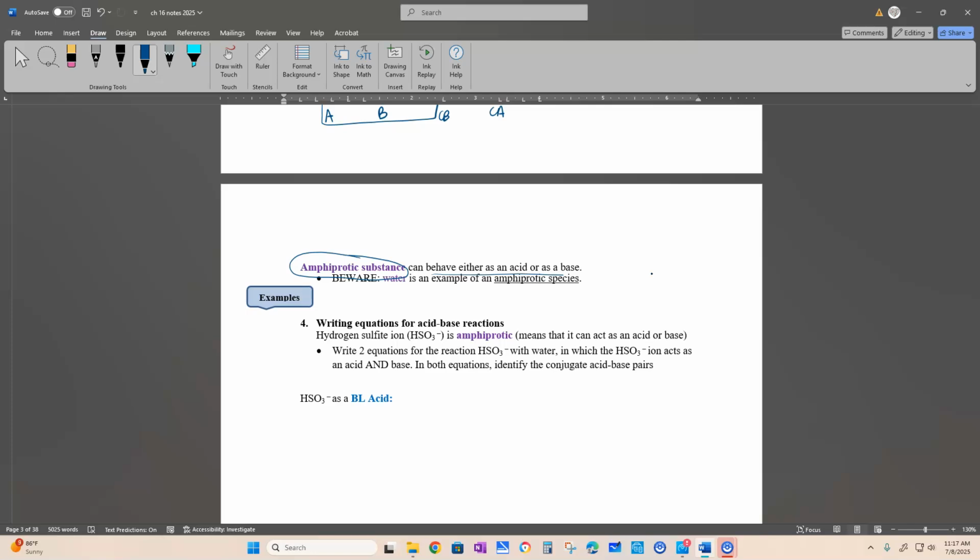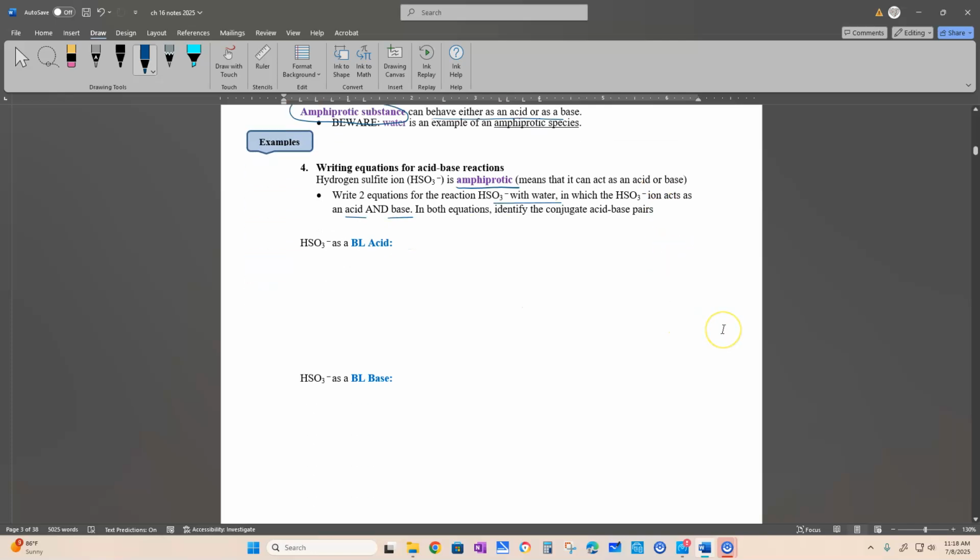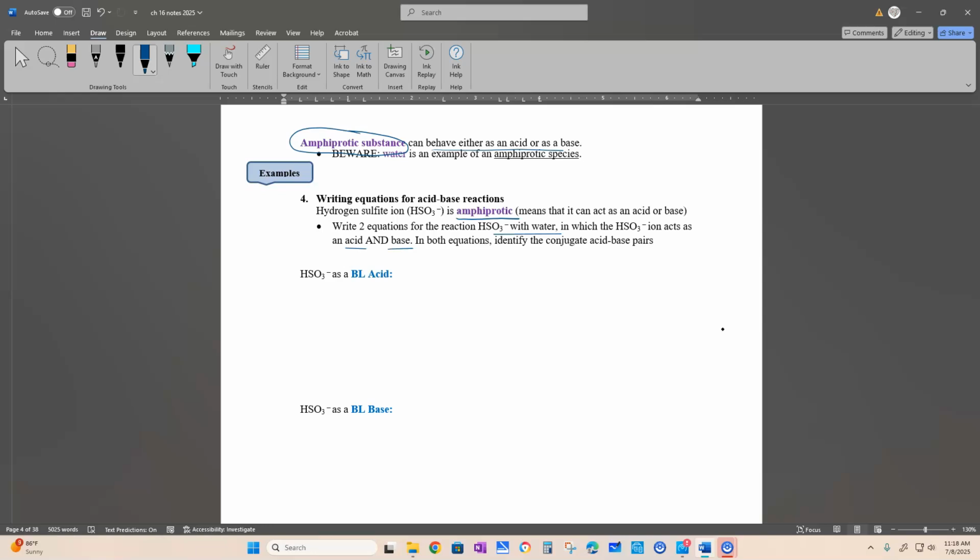So we're going to do an example of writing an amphiprotic reaction, okay? I'm calling HSO3 amphiprotic, which means I want you to write a reaction when it reacts with water, when it acts as an acid in one case, and when it acts as a base. And then identify the conjugate acid and base. So water loves to be an acid or a base, but every chemical can do it too. So I'm going to say HSO3 minus, and remember every ion is aqueous, and I want to react it with water.